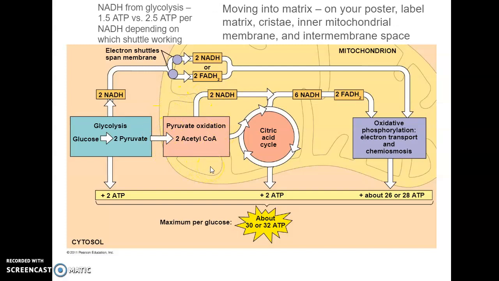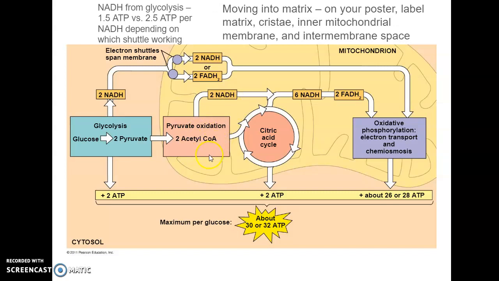So this picture should look very familiar. It's from your textbook. It's another overview diagram. And glycolysis happened in the cytoplasm, remember? And pyruvate oxidation is going to happen in the matrix, which is this space in the mitochondrion, okay?